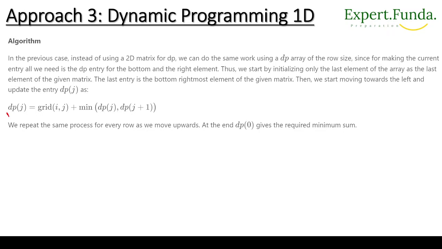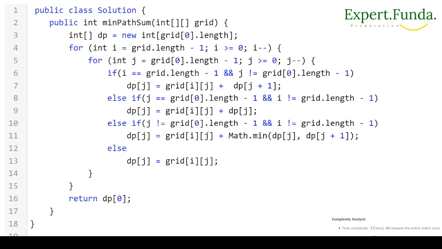So what is dp[j]? dp[j] will come from grid[i][j], plus whatever we calculate from the dp at j, and whatever at j plus 1, right? So let's understand.